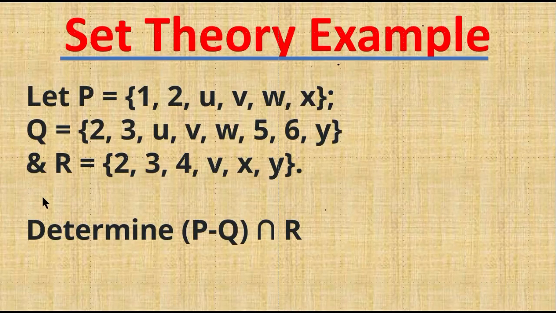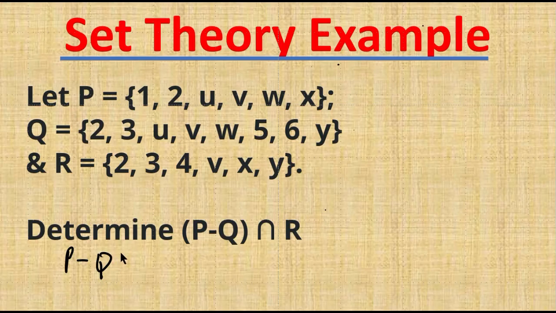We have this example on set theory. The example says, let P equals {1, 2, 3} and Q equals this set of numbers. R also equals this set of numbers. Our question wants us to determine (P minus Q) intersect R. Now, I think the best way to approach this is to start with P minus Q.